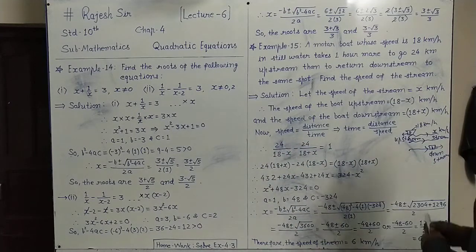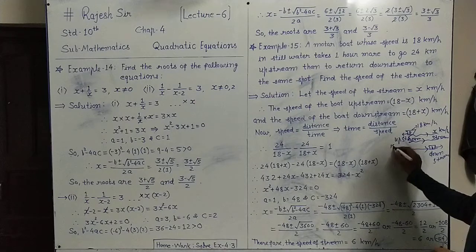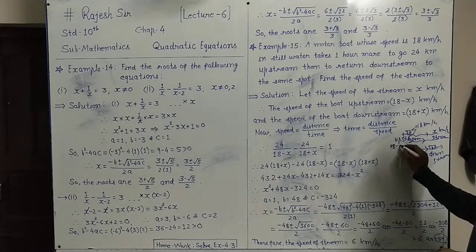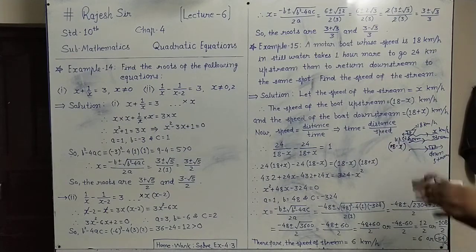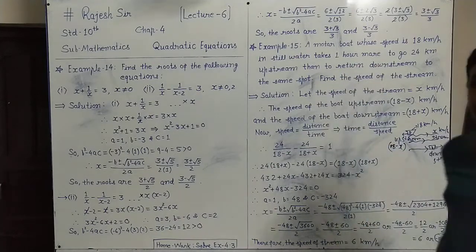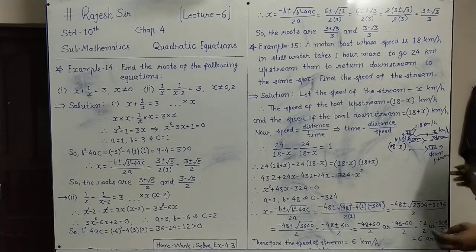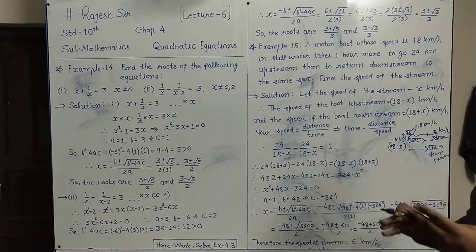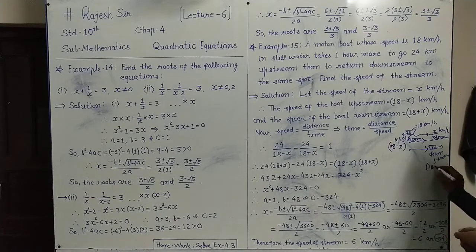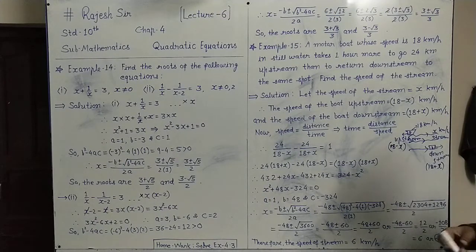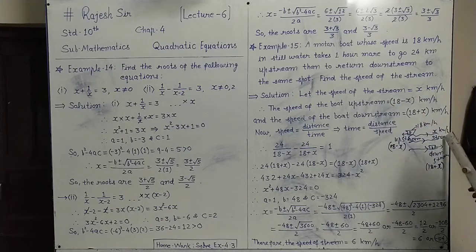At that time, the upstream speed will be, the boat is 18 km/h, but it will be reduced by the stream's speed, that is 18 minus x in upstream, because it is going in the opposite direction of the stream. And in the downstream, because it has the same direction as the stream, both speeds will be added. So the boat speed is 18 plus x. That is how 18 minus x and 18 plus x come, in upstream and downstream. So let the speed of the stream be x here.